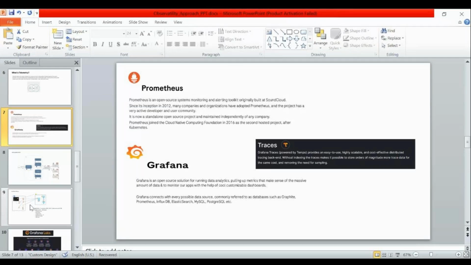Coming back to traces, Grafana does not have the capability to show an end-to-end transaction. Forget about the data. I don't want the data, but at least I want to see how the request has traversed from one position to another position. These tools don't have that capability.